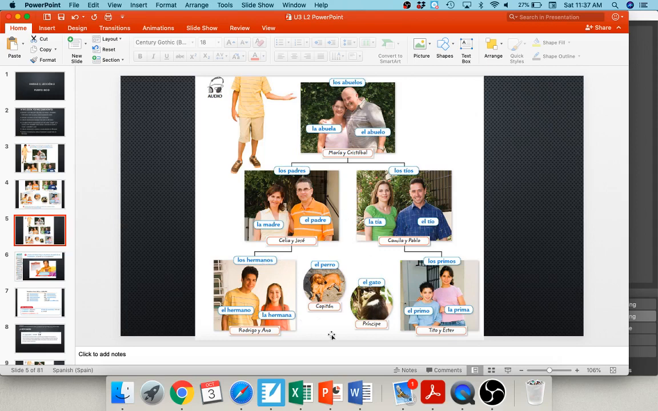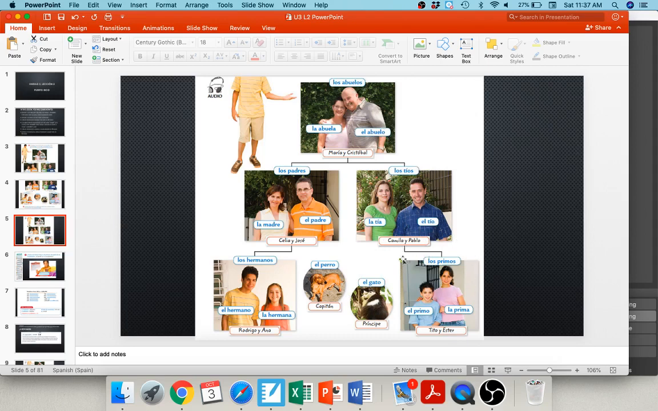Looks like they have some mascotas in their familia. They have some pets. El perro here, the dog, is Capitán el perro. We have Príncipe el gato, the cat. Over here on the right, you see los tíos. So from Rodrigo's perspective, these are his aunts and uncles, los tíos. You have Camila, who is la tía, the aunt, and you have Pablo, who is el tío, the uncle.